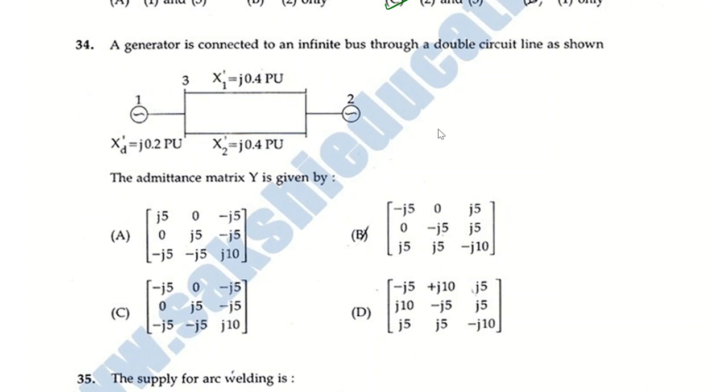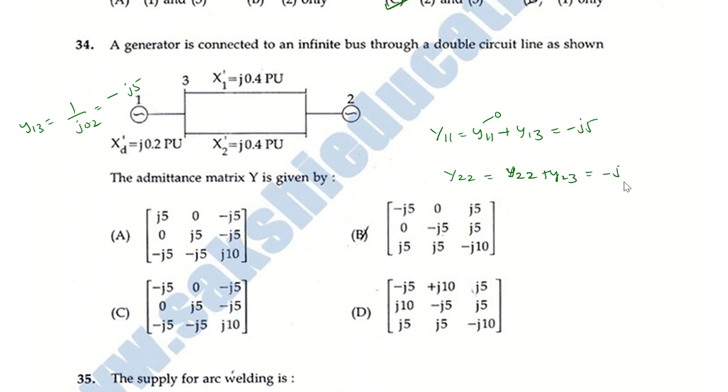Capital Y11 is equal to small y11 plus y13. What is the first small y1? It is 0 value. Between 1 and 3, that is 0.2. So small y13 is equal to 1 by j0.2, which is nothing but minus j5. Similarly, you need to find the value of Y22. What is Y22? It is small y22 plus small y23, so it will be equal to minus j5.